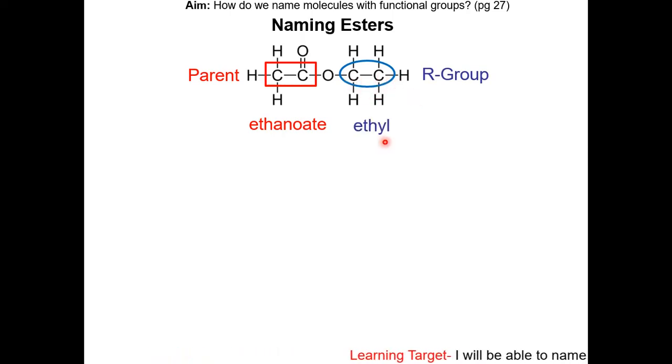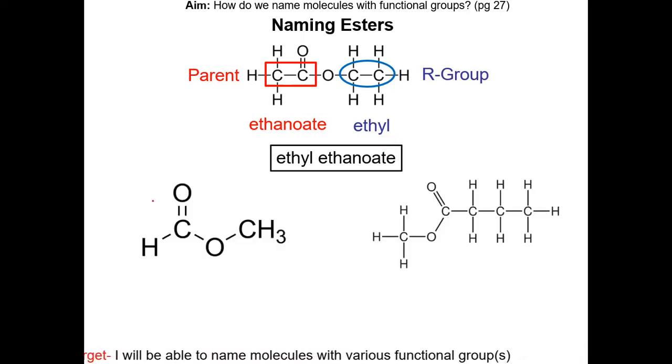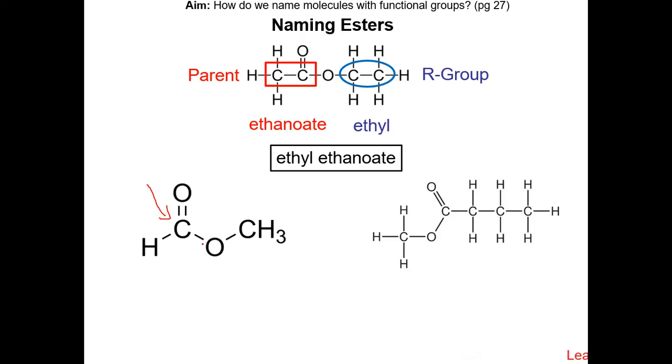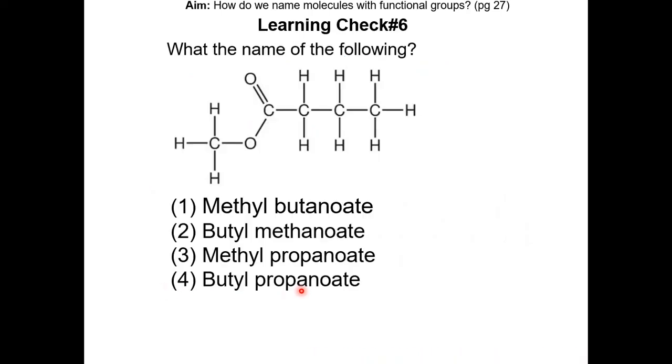To put it together, we write the R group first, then the parent group. So the name of this ester is ethyl ethanoate. Let's look at another example. This ester has 1 carbon in the parent chain, methanoate, and 1 carbon in the R group. This is a methyl group. So the name of this compound is methyl methanoate.